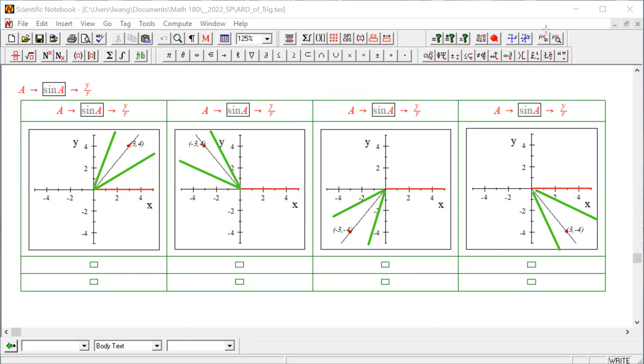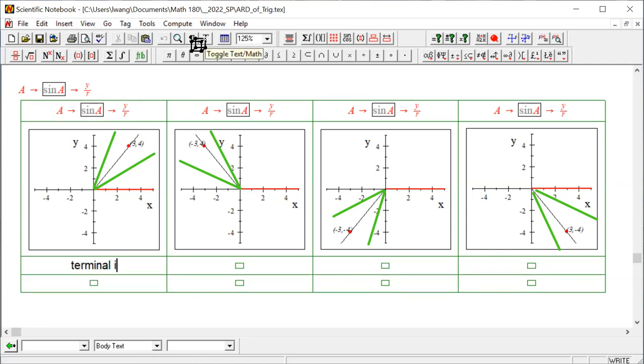All right. So now, what can we say in this summary? Sine of any angle, if the angle's terminal is in quadrant 1, quadrant 2, quadrant 3, and quadrant 4. And sine is positive.